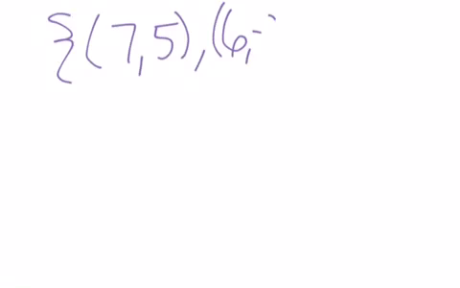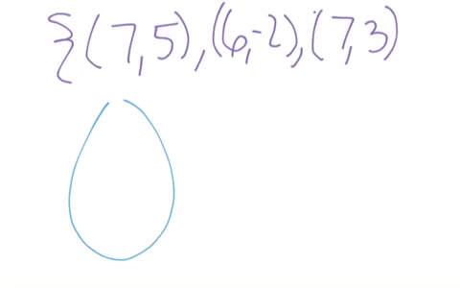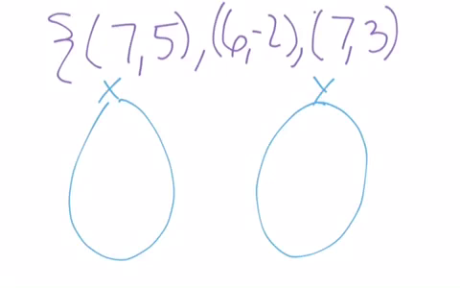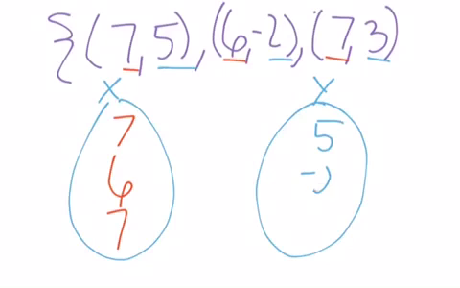Alright, so let's say that we had a relation that was (7, 5), (6, -2), and then (7, 3). Let's set up our mapping diagram. Just draw 2 ovals. We draw our X values here, our Y values here. So over here we have 7, 6, and 7. Then we put our ranges over here, Y values. We have 5, -2, and 3.